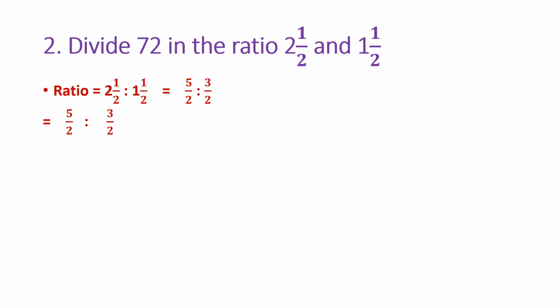Now, if I want to make it into a simpler ratio, I can multiply both parts of the ratio by 2. So I multiply this also by 2 and this also by 2. So the 2 gets cancelled. So the simpler ratio is 5 is to 3.